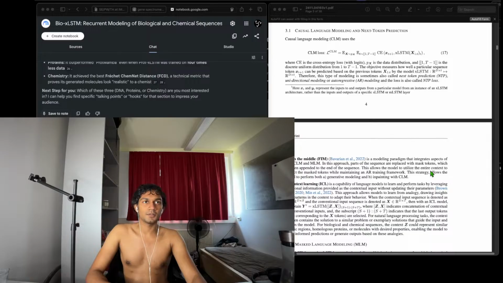Parts of the sequence are replaced with a mask token, which are then appended to the end of the sequence. This allows the model to utilize the entire context to predict the masked tokens while maintaining an AR training framework.